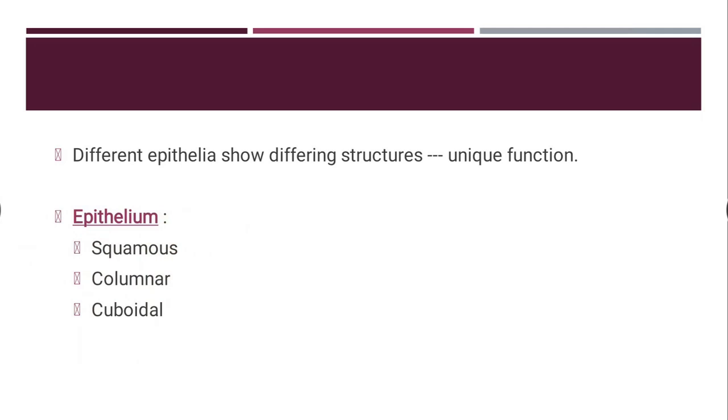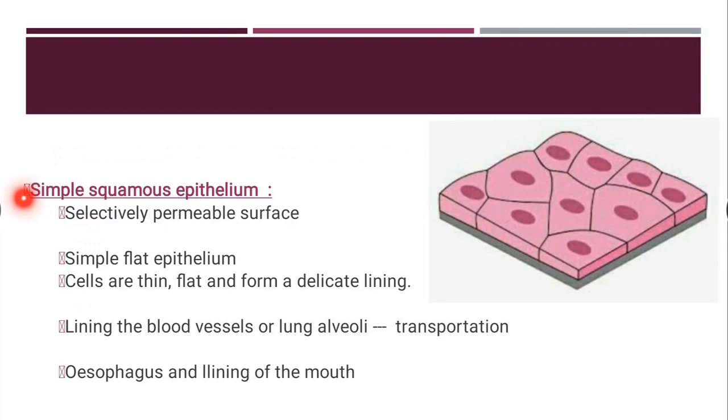And these epithelia, that is squamous, columnar and cuboidal epithelium, can be further divided on the basis of the number of layers they possess. If a single layer is present, they are known as simple epithelium, and if multiple layers are present, they are known as stratified epithelium. Coming to simple squamous epithelium, it is a selectively permeable surface, a simple flat epithelium.